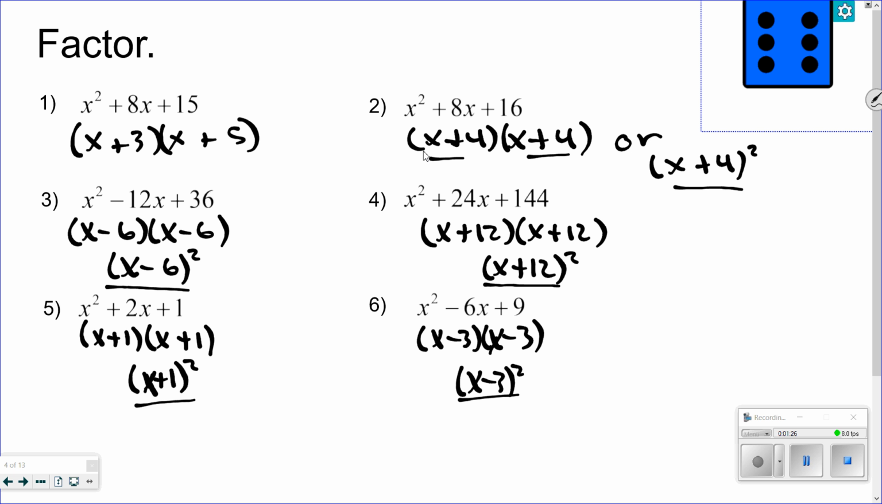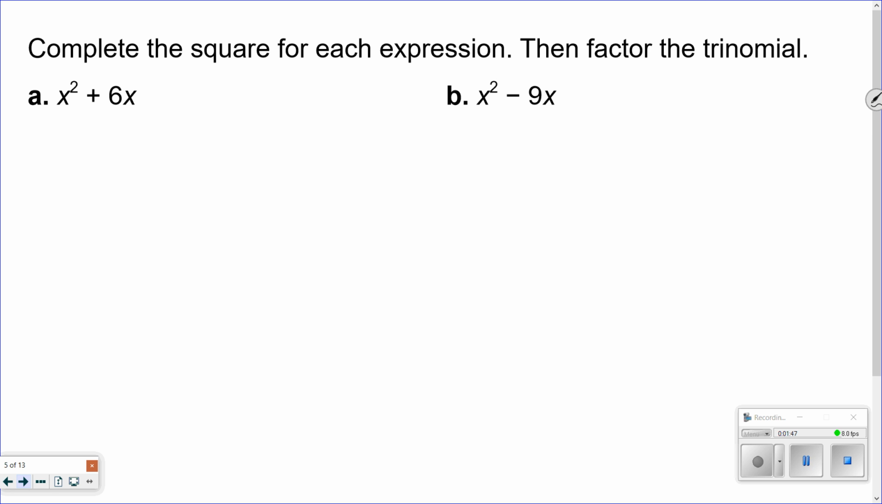If you take a trinomial, the 3 terms, and you factor it, and it comes out to have the same 2 factors, like x minus 6 squared, we call that a perfect square. That's really important because we're going to solve quadratics, and part of the steps will be taking these perfect squares. So for the first step, we're just going to practice figuring out, if I have a quadratic, what can I add to the quadratic to make it a perfect square?